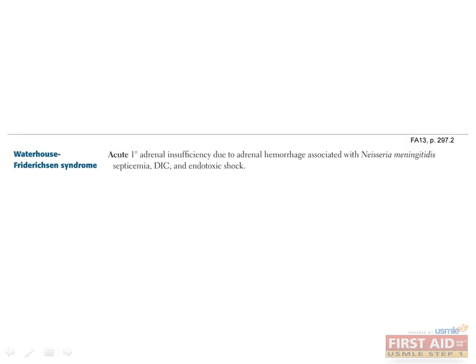So far we've discussed primary adrenal insufficiency in its chronic form, that is, Addison's disease. But patients can also present with acute adrenal crisis due to adrenal hemorrhage, also known as Waterhouse-Friderichsen syndrome, which is associated with Neisseria meningitidis septicemia, disseminated intravascular coagulation, and endotoxic shock. Of these three etiologies, the link between Neisseria septicemia and Waterhouse-Friderichsen syndrome is the most frequently tested. This devastating syndrome consists of shock, coagulopathy, and petechial rash.